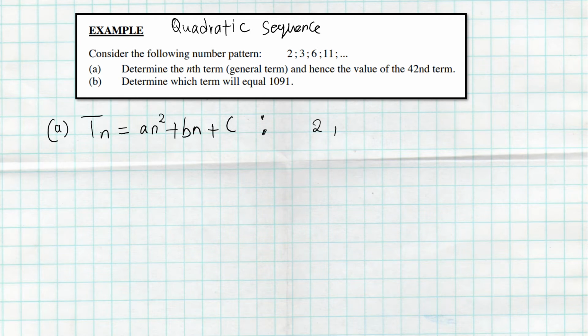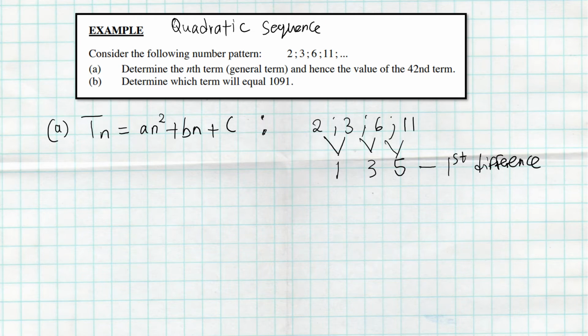So we have 2, 3, 6, 11. If I get the differences, 3 minus 2 is going to be 1, and 6 minus 3 is going to be 3, and 11 minus 6 gives me 5. This is the first difference, right? The first difference.